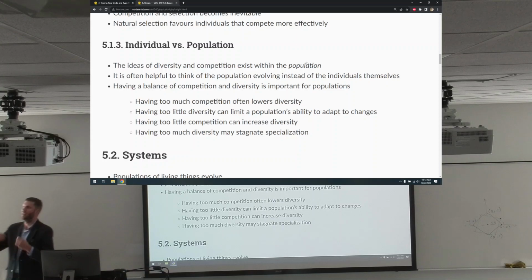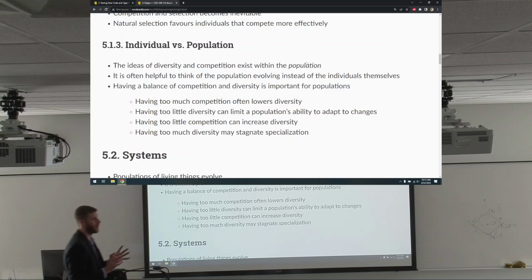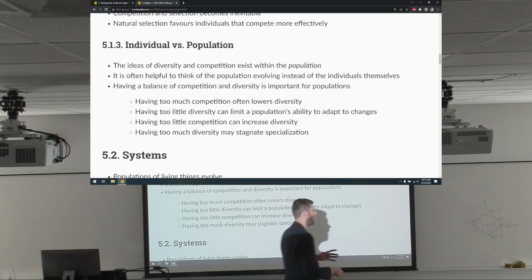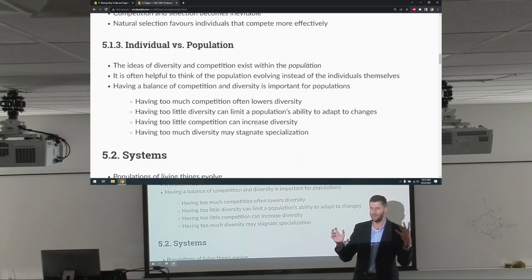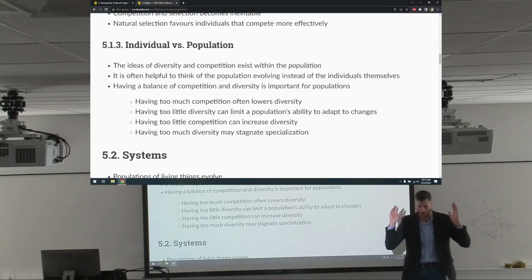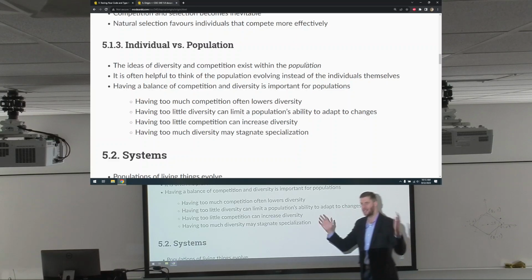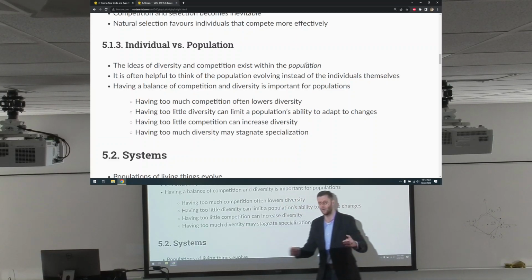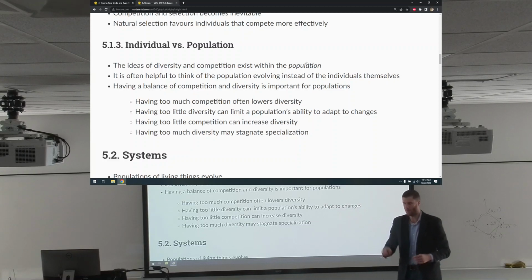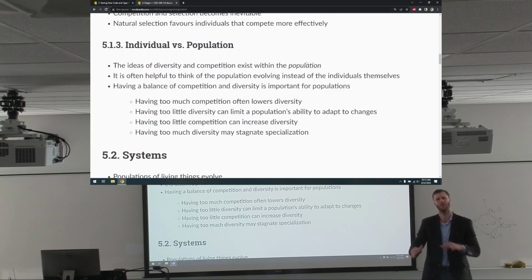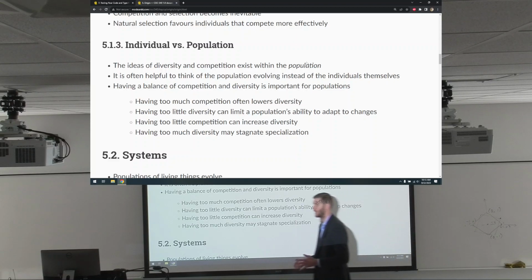Diversity exists and competition exists within a population. And it's often helpful to think of the population evolving instead of just individuals. Obviously, the individuals are what's changing, but sometimes it's better to take a step back and look at the population. The changes are happening there. And when you look at that average population, remember those curves? Which curve was less fun to look at? The max was often like this, and the average was maybe a little like this, right? That's what's changing. The individuals in there are changing, but it's good to think of the population in aggregate.